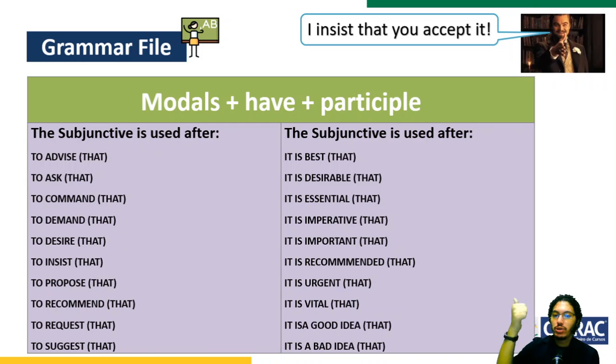e essas outras opções que estão aqui do lado, tá? Então, it is best, é melhor. It is desirable, é desejável. It is essential, é essencial. It is important, é importante. It is recommended, it is urgent, it is vital, it is a good idea, and it is a bad idea. Todas essas aí, opções em que você vai usar o subjuntivo, tá? Por exemplo, it is vital. It is vital that we take care of our planet, tá? É vital que nós tomemos cuidado do nosso planeta. Ok? Sacaram aí subjuntivo?